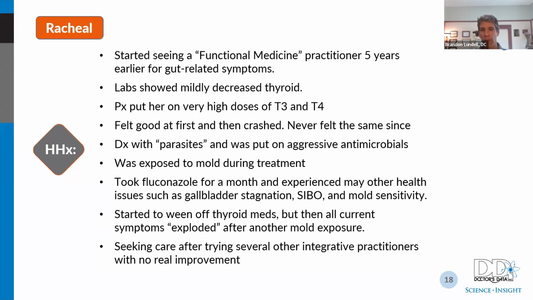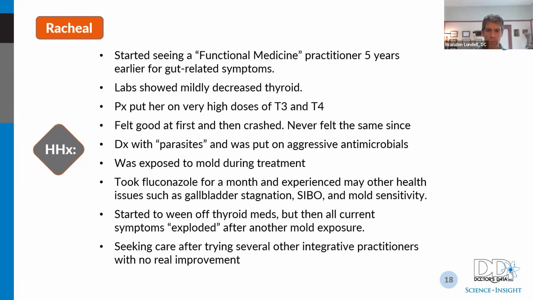She took fluconazole for a month, experienced many other health issues. She developed gallbladder stagnation, which is often what happens. Even taking cholestyramine or some other bile acid producing drug, she got gallbladder stagnation. She developed SIBO. She developed more mold sensitivity. She started to wean off her thyroid meds, but then everything exploded after another mold exposure.